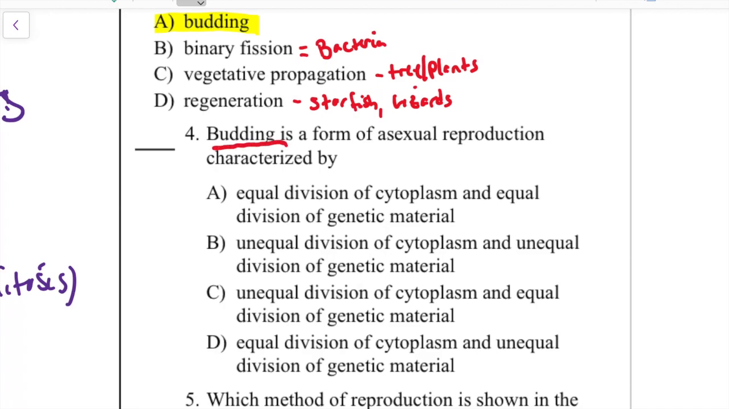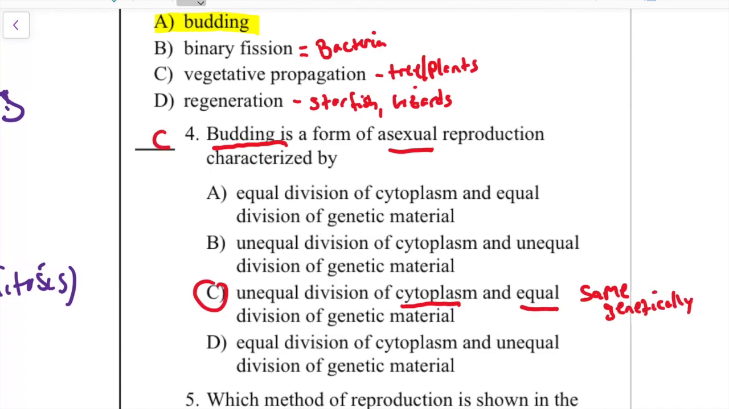Number 4, budding. So now they're asking for a definition. It's asexual reproduction. And we're looking for the definition I gave you, which is going to be unequal distribution of the cytoplasm, but you have equal division of genetic material because we're identical, right? So it's going to be unequal division of the cytoplasm, but it has to be the same genetic material because it's asexual. And if it's asexual, they're genetically identical.